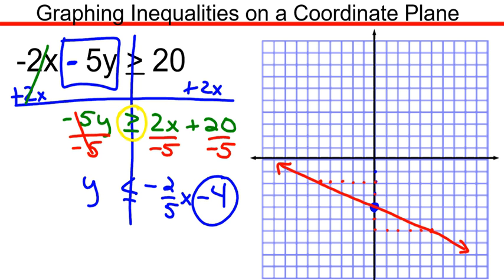Now I need to figure out where my shading is. My shading is less than, which means it's going to be below the line. So my shading is all down here, below the line.